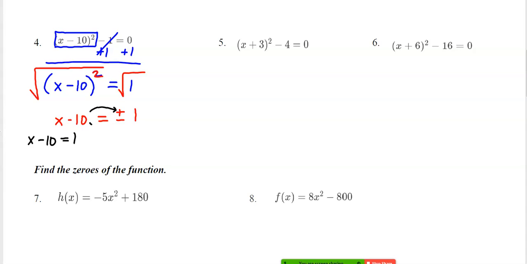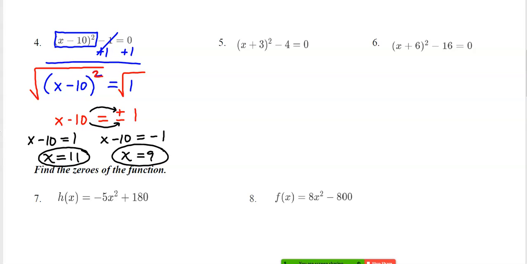And I've got to figure out, when is x minus 10 going to equal the negative 1? So here's how you get your 2 solutions. You set up 2 cases, one for the positive case, one for the negative case. If you add 10 to both sides, you're going to get 11. If you add 10 to both sides, you're going to get 9.